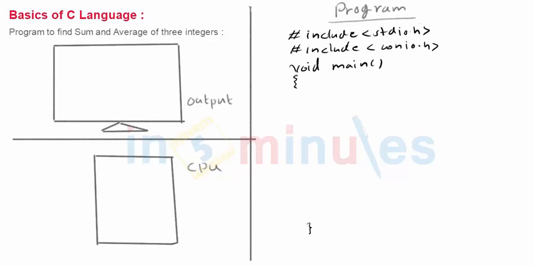So as usual we begin with our common syntax. At the beginning we write #include <stdio.h>, then #include <conio.h>, then we start with void main, and in curly brackets we enclose the main part of the program.